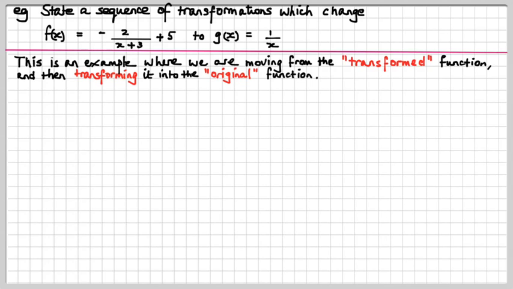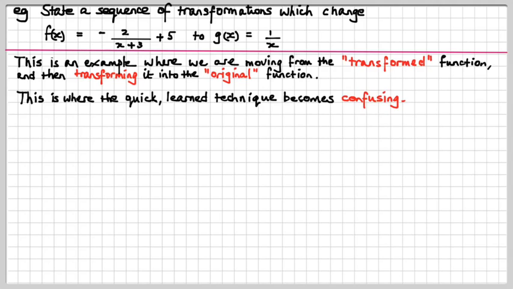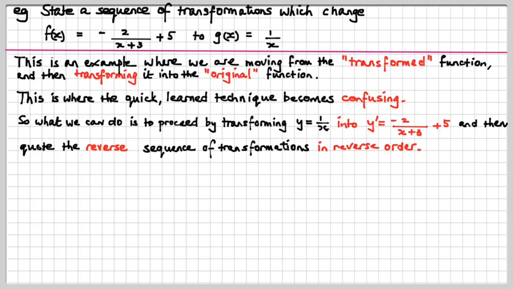So I don't like this method at all, but this is what you have to do with Dr. T if you're faced with this situation. So this is an example, yes, as I've written there, as we're moving from the transformed function, and then we're transforming it into the original function, if you like what I mean, to the base model. Yes, so it gets very confusing.